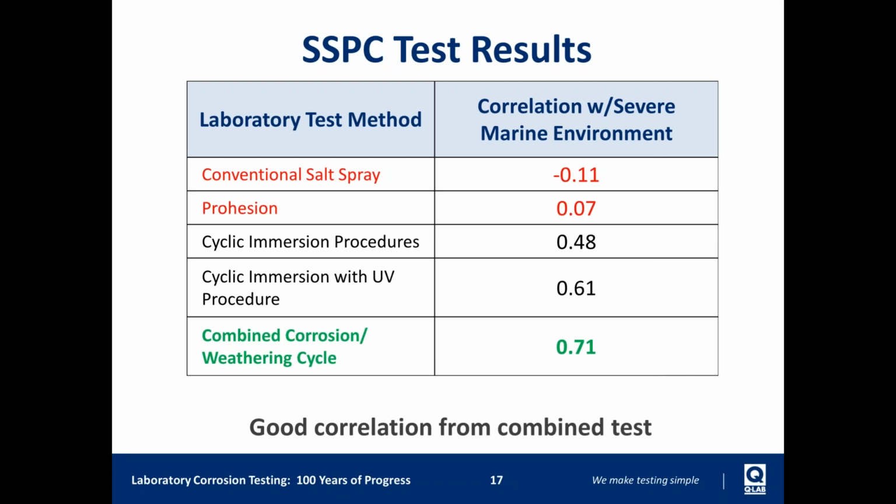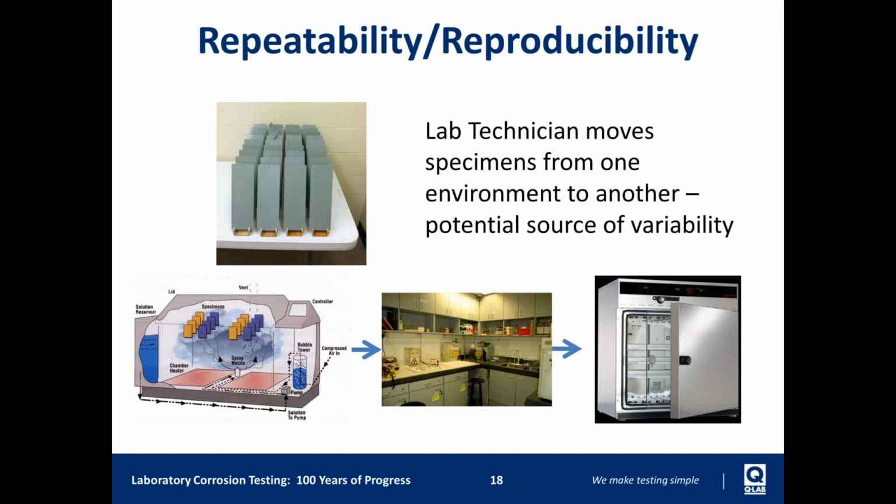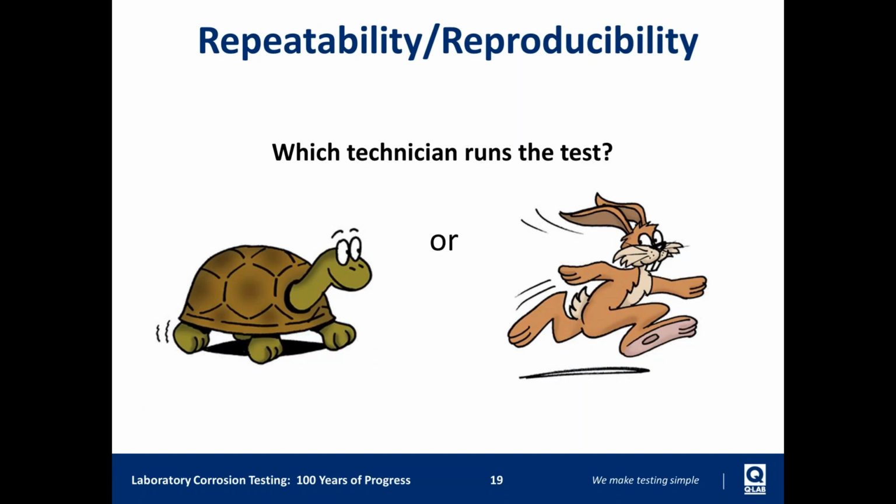So this is really what they wanted to use in order to identify how something's going to perform outdoors. Now, there were some downfalls of this test method, particularly the Prohesion test method. But the first one is that the repeatability and reproducibility is not great. And because this was a manual test moving between two testers, the speed of the lab technician moving specimens also had an impact on the results. Do you have a slow technician or do you have a fast technician? It's going to give you different results.